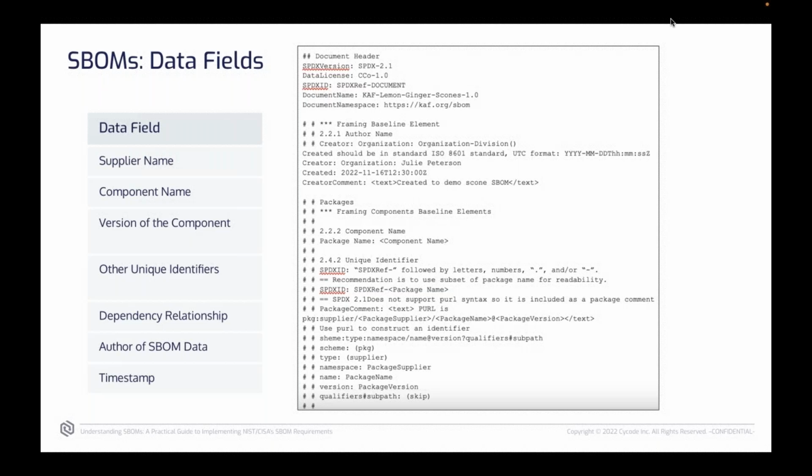And then you need the dependency relationship. So how does this component relate to other parts of your SBOM? And then you need an author of the SBOM, so you need to capture who that is. The CISA framework suggests that the author of SBOM data actually is a build service, and so it's done automatically, and that would be captured. So it would say exactly what created the SBOM, and then a timestamp, of course, is important.